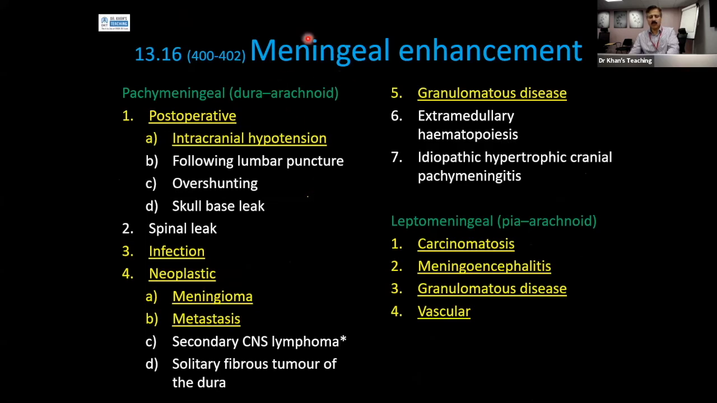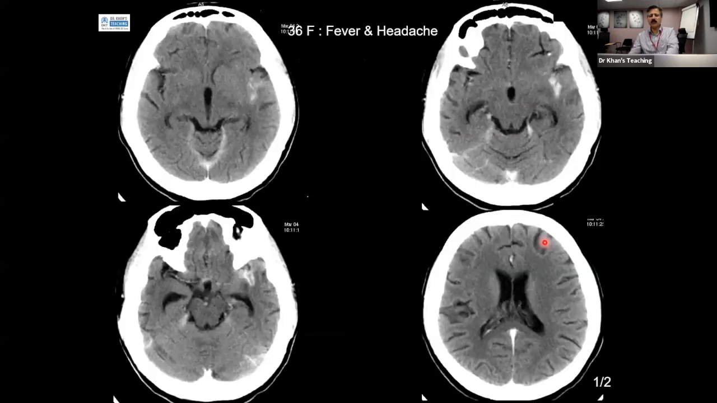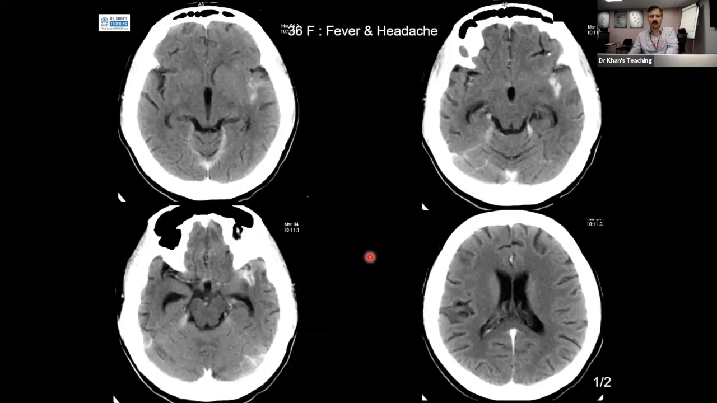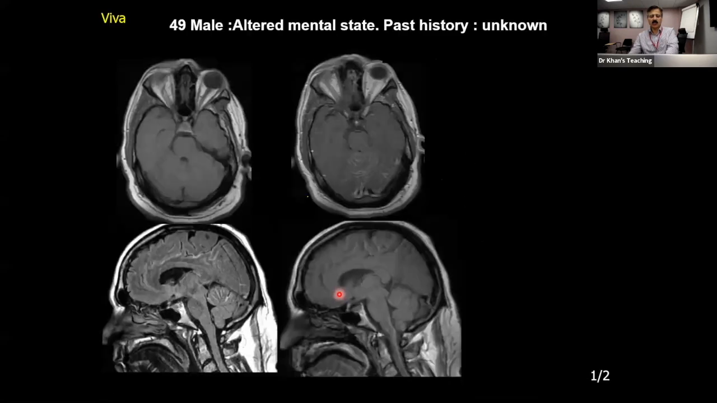So this is the differential diagnosis from your book, meningeal enhancement. It can be dura-arachnoid, pachymeninges, and it can be leptomeninges, pia-arachnoid. And these are absolutely favorites for the exam. Infections, carcinomatosis, and things like sarcoidosis are favorites for these. So this is a case of TB, and you can see this leptomeningeal enhancement causing hydrocephalus. And this is an MR of leptomeningeal carcinomatosis.